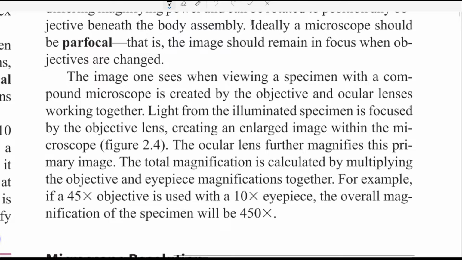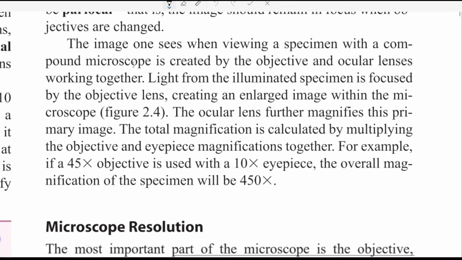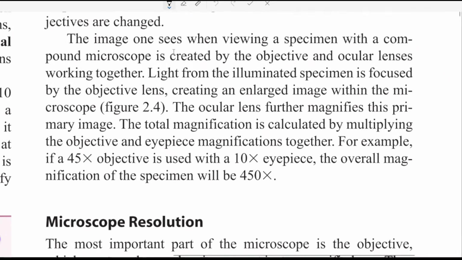I get it now. The image one sees when viewing a specimen with a compound microscope is created by the objective and ocular lenses working together. We know light from the illuminated specimen is focused by the objective lens, creating an enlarged image within the microscope. Right, the lens is above the specimen, the light is below the specimen, and the condenser is below the specimen as well, or you can say within the stage below the specimen.